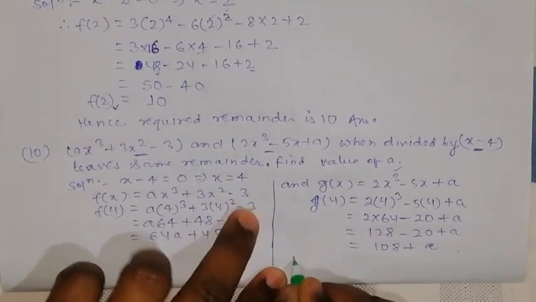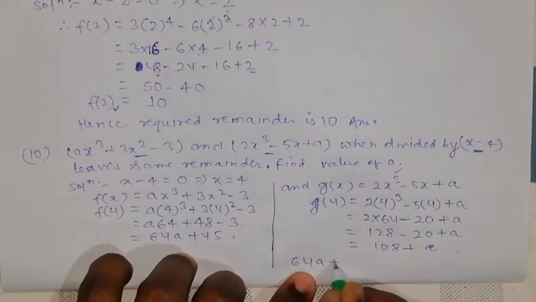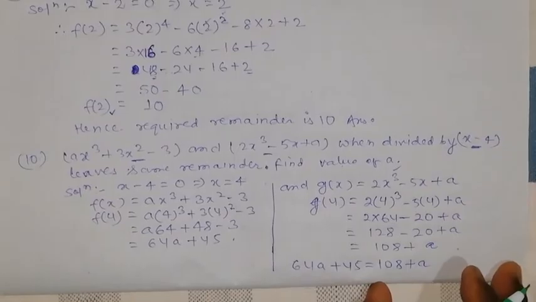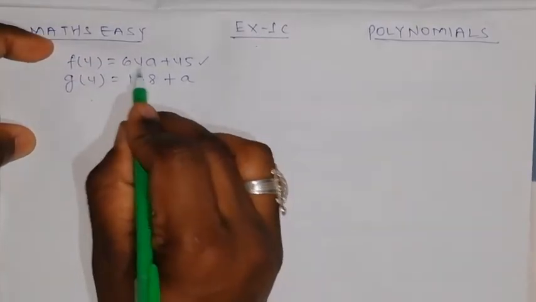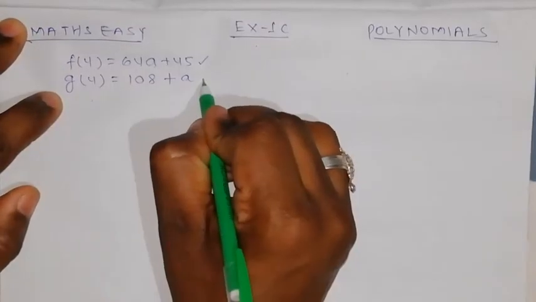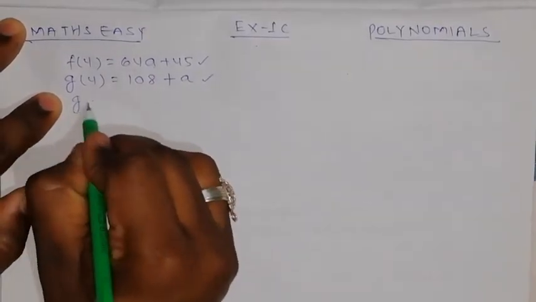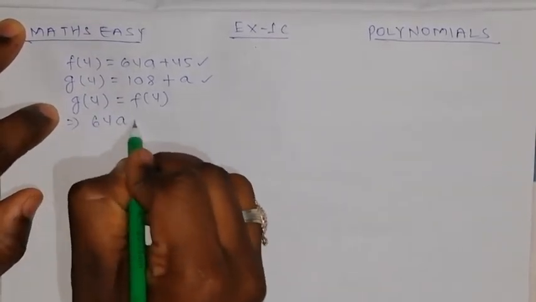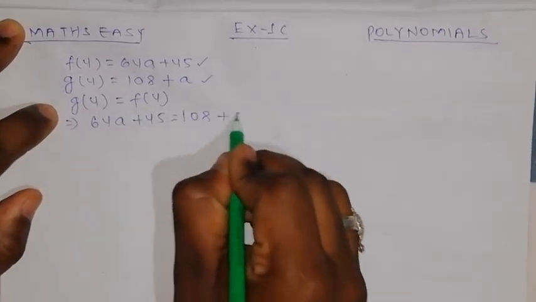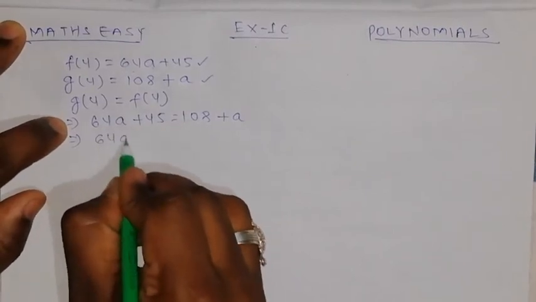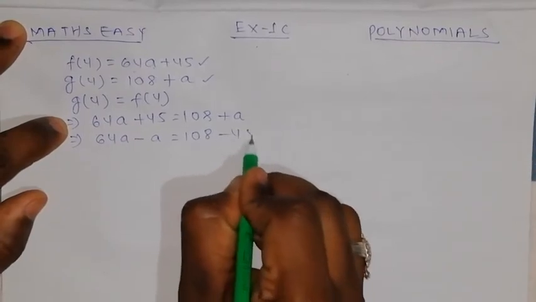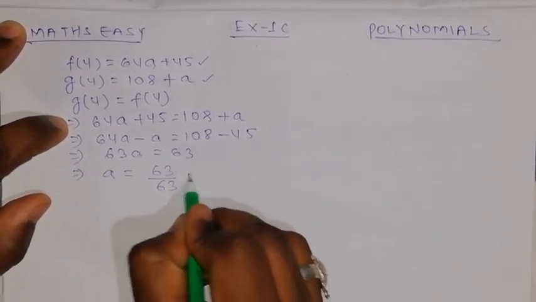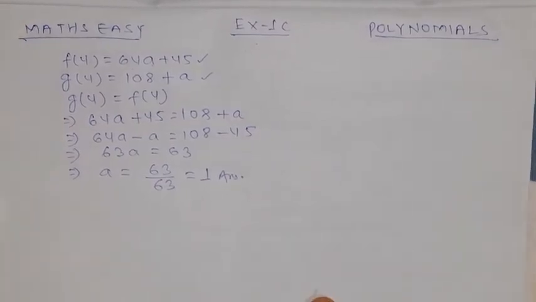64a plus 45 is equal to 108 plus a. जैसा कि हम लोगों ने निकाला f(4) is equal to 64a plus 45, and g(4) is equal to 108 plus a, and it gives the same remainder, that is g(4) is equal to f(4), that is 64a plus 45 is equal to 108 plus a, and when we solve this it gives 64a minus a is equal to 108 minus 45, it gives 63a is equal to 63, and a is equal to 63 upon 63, that gives 1, and the value of a is 1.